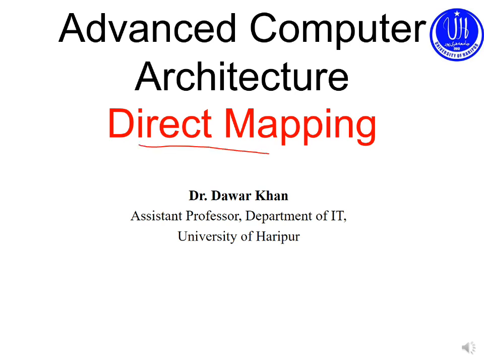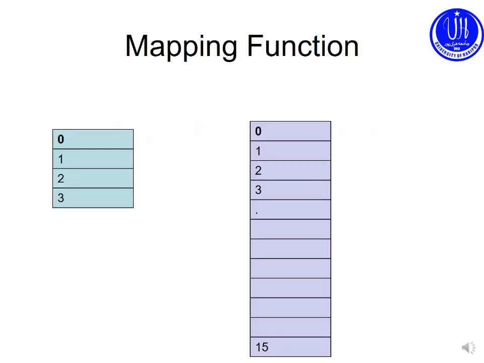Bismillah ar-Rahman ar-Rahim. So the next topic is direct mapping. Suppose this is main memory and this is cache. Each line in main memory is a word. Suppose the word size here is 1 byte.